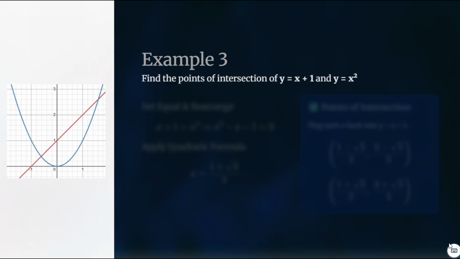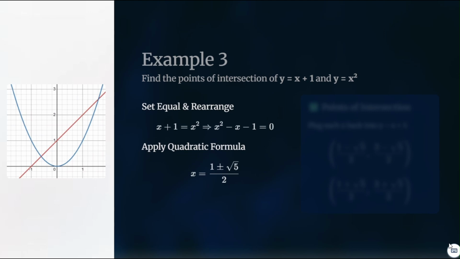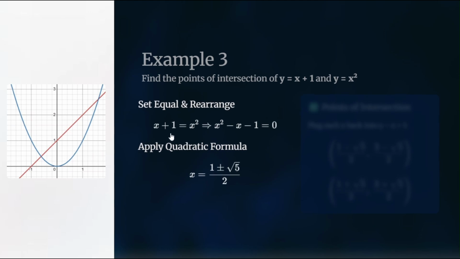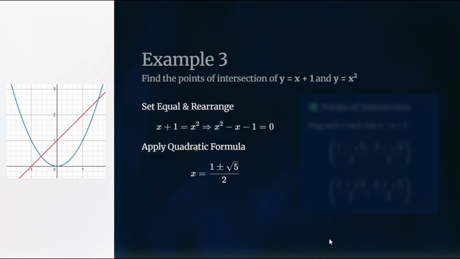In this next example, we want to find the points of intersection of y equals x plus 1 and y equals x squared. So first, if we let x plus 1 be equal to x squared and rearrange, if we subtract x plus 1 from both sides, this becomes x squared minus x minus 1 equals 0. So there's no clear factorization here, so we can use the quadratic formula in order to solve for x, where a is 1, b is negative 1, and c is negative 1.